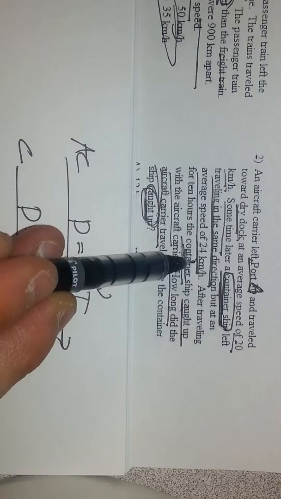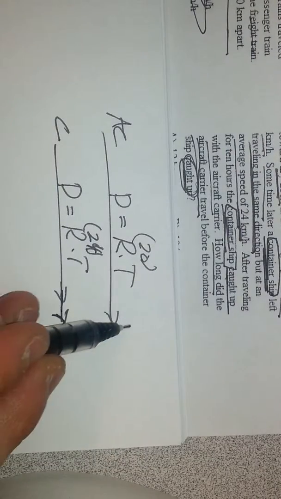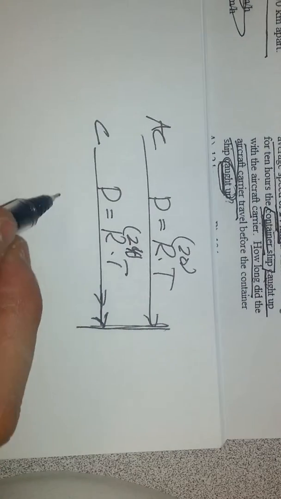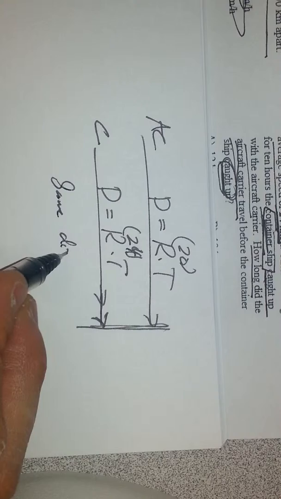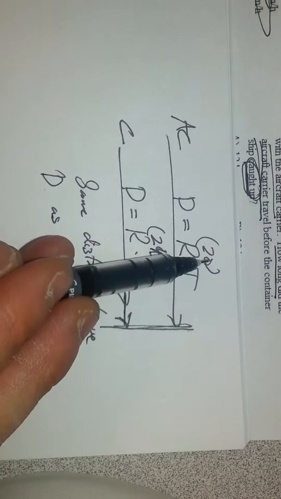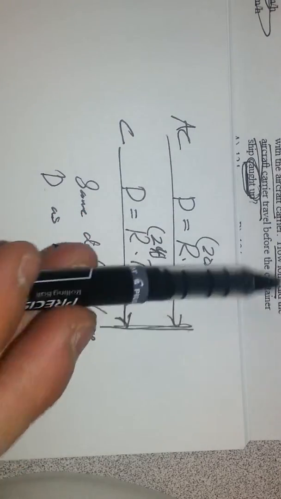And after traveling for 10 hours, who traveled for 10 hours? The container ship caught up. That means that their arrows are actually the same, i.e., the distances are the same. So remember, when you have the same distance, leave D as just D over here. And so that's 20, that's 24, and okay, so what else do we have?